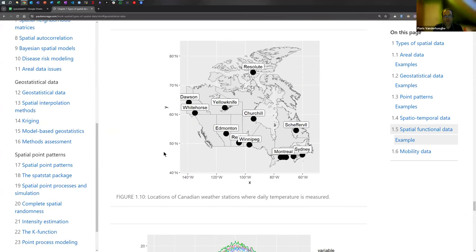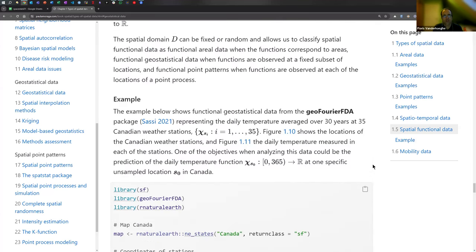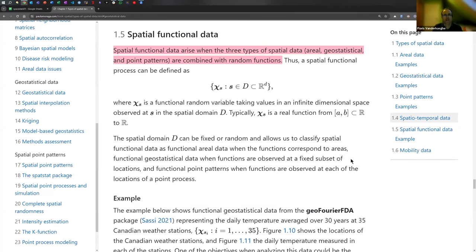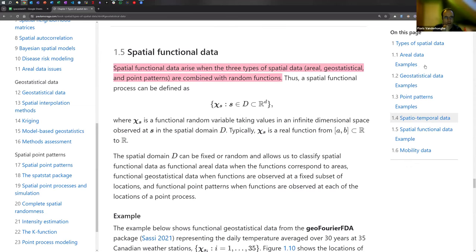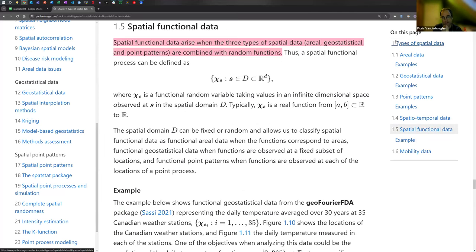Maybe we can. I think, yeah, I see what you mean, because it is indeed stated that the three types of spatial data are combined with random functions, but I'm pretty sure they just mean, just as in spatial temporal data, that one of those three types is taken and combined with a function, because the example given is geostatistical data, and it is also explicitly set like that. It says under example, the example below shows functional geostatistical data. So you have functional geostatistical data, spatial functional data, and functional point patterns. It is in the third paragraph under the title of 1.5. So it is either one of those three, but combined with a function. So there's some response. You have a predictor and response, so to say. And I think spatial temporal data is no different. It is an example, I think.